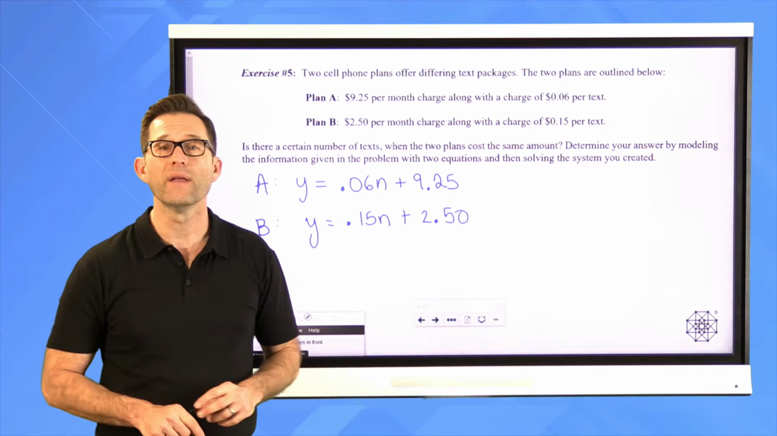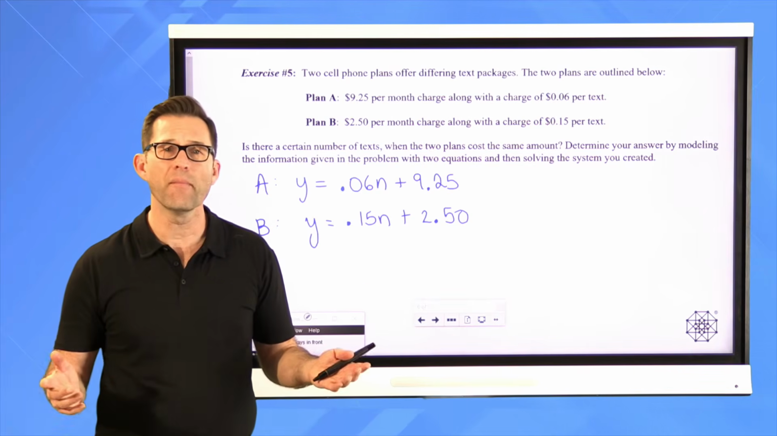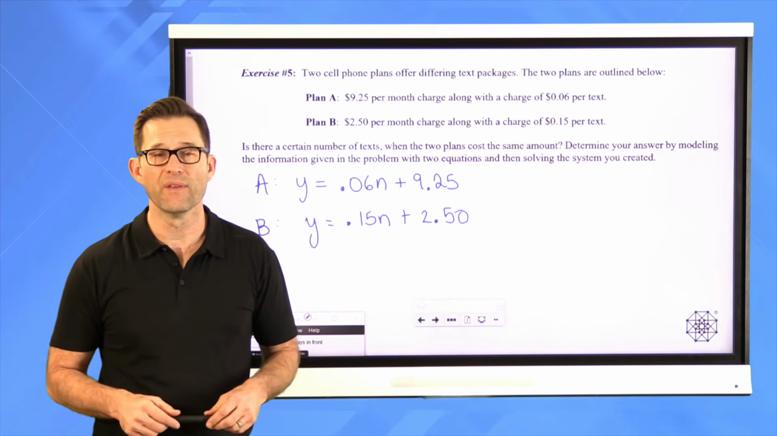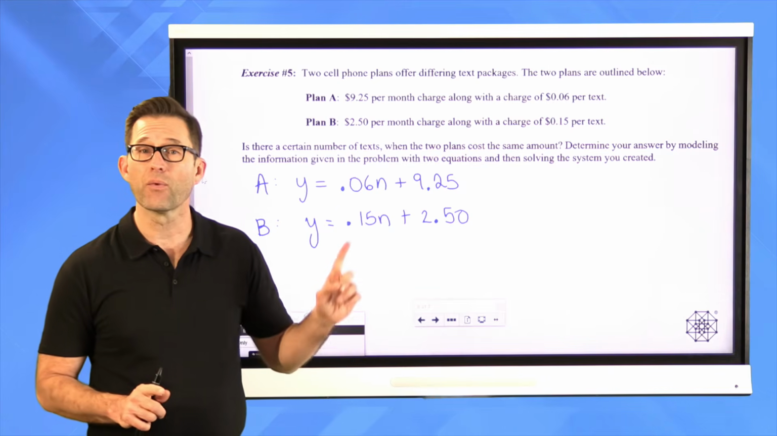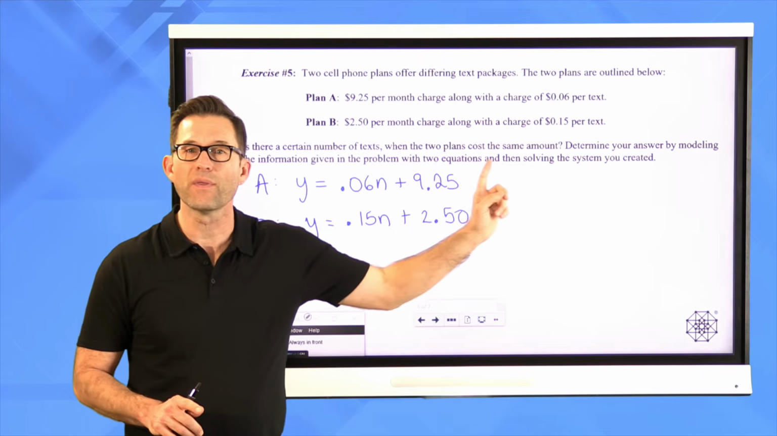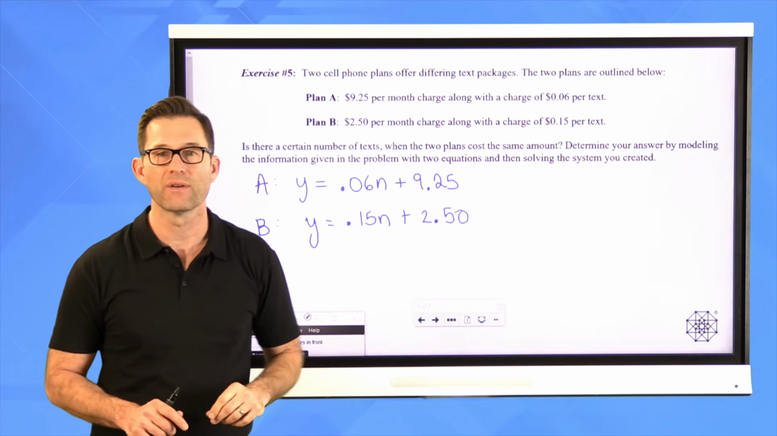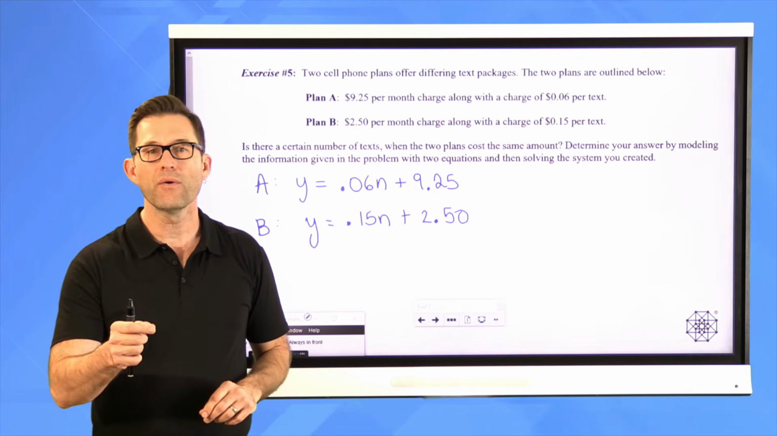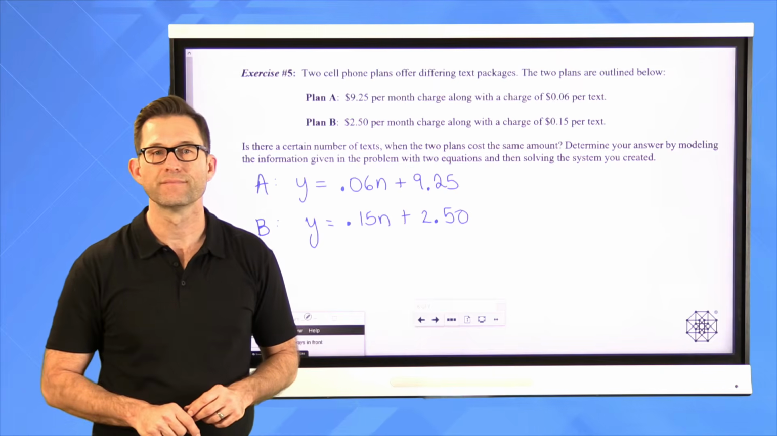Pause the video and see if you can work through the somewhat messy decimals in this problem to figure out the answer. Now, really, the answer is yes or no. Is there a certain number of texts when the two plans are the same amount? All right? Pause the video now and try to solve this system.